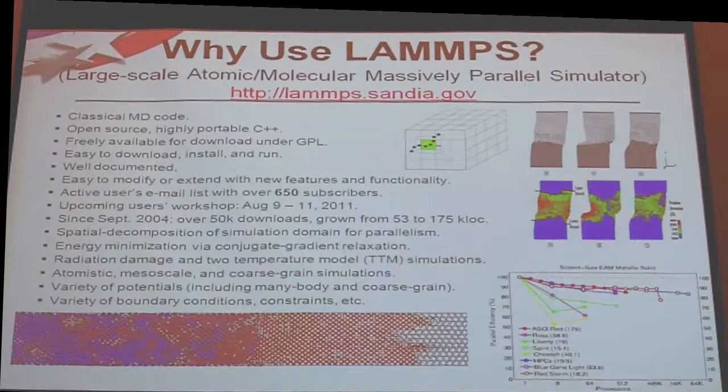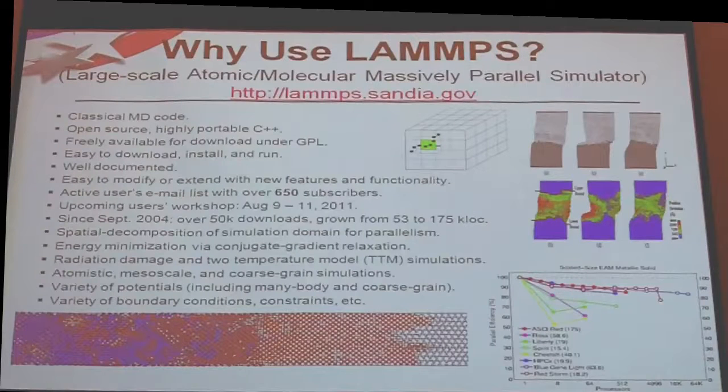We have an active users email list. We've got hundreds of subscribers. The slide is a little bit old. We already had our users workshop back in August of 2011, which was quite successful. I think we had over 100 participants that came into Albuquerque for that workshop. We've had tens of thousands of downloads, and the code has actually grown from about 53,000 lines of code to about 175,000 lines of code over the past several years.